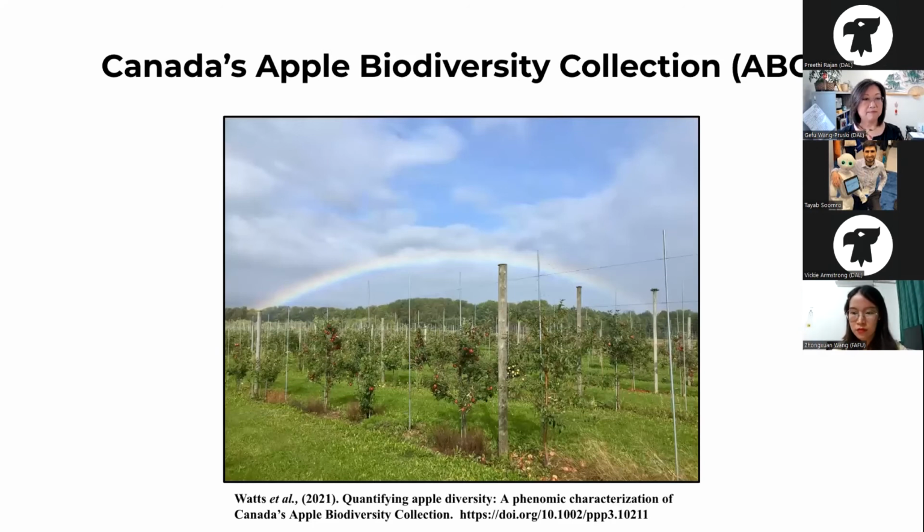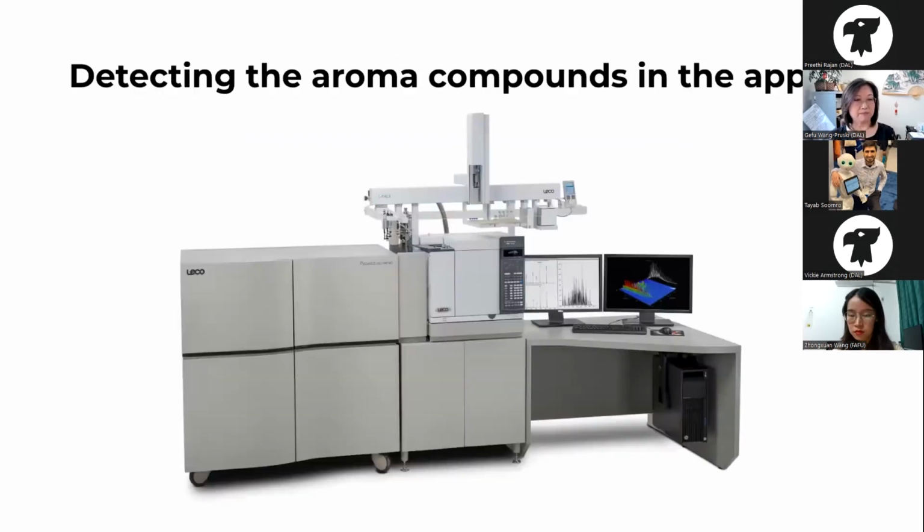So the apples that formed the foundation of this experiment belong to the Apple Biodiversity Collection. This is an orchard located at the Agriculture Research Station in Kentville, Nova Scotia. This orchard has over 1,000 different apple cultivars with incredible diversity in terms of their appearance, harvest times, smell, and other numerous characteristics. This is like the United Nations of apples. To detect the volatile compounds that are emitted by apples, we use a technique called gas chromatography, which is coupled with mass spectrometry. This technique is commonly referred to as GCMS.